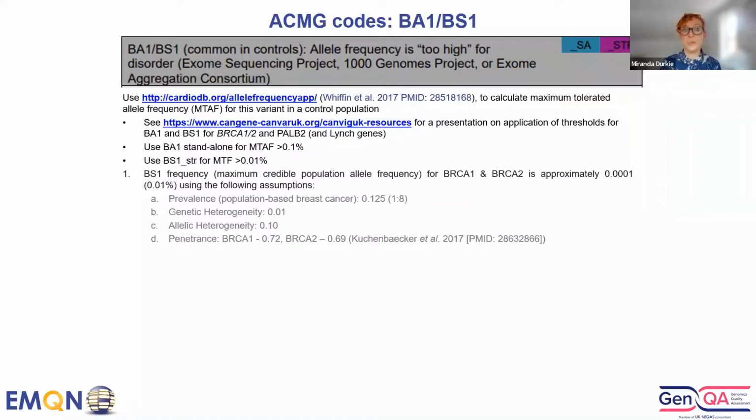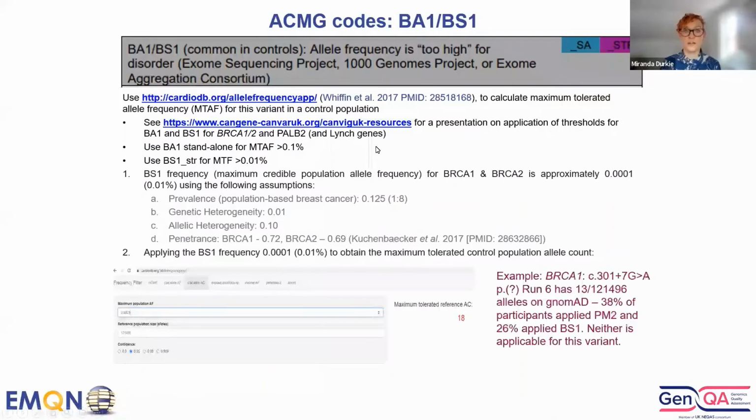But you don't want to get that data directly from gnomAD because there is another calculation that looks at your Gaussian distribution. So you can either go to gnomAD and go to the top left-hand side where it says your popmax allele frequency, but that's just based on one population alone, or you can go to the CardioDB website and go to this tab here that says calculate AC for allele count.